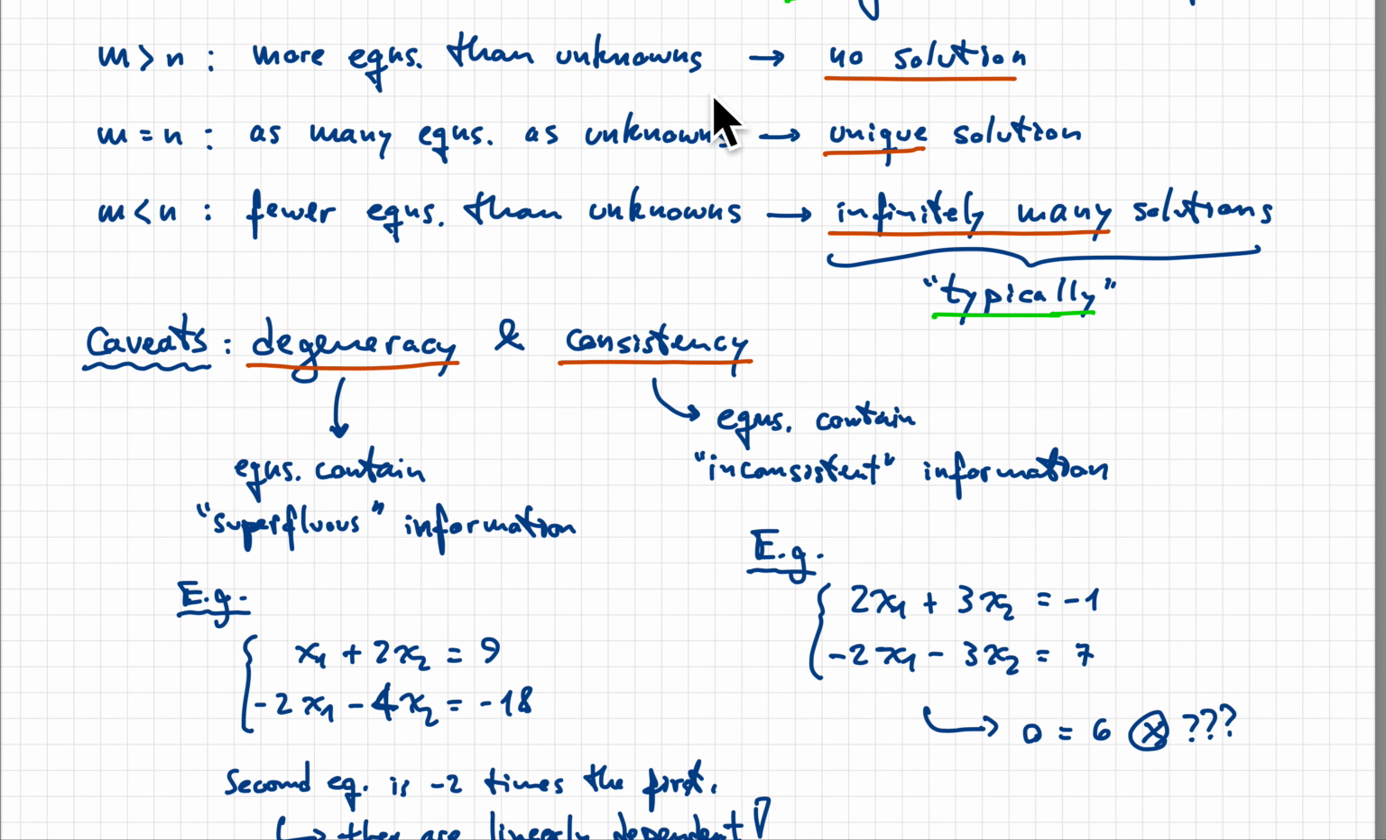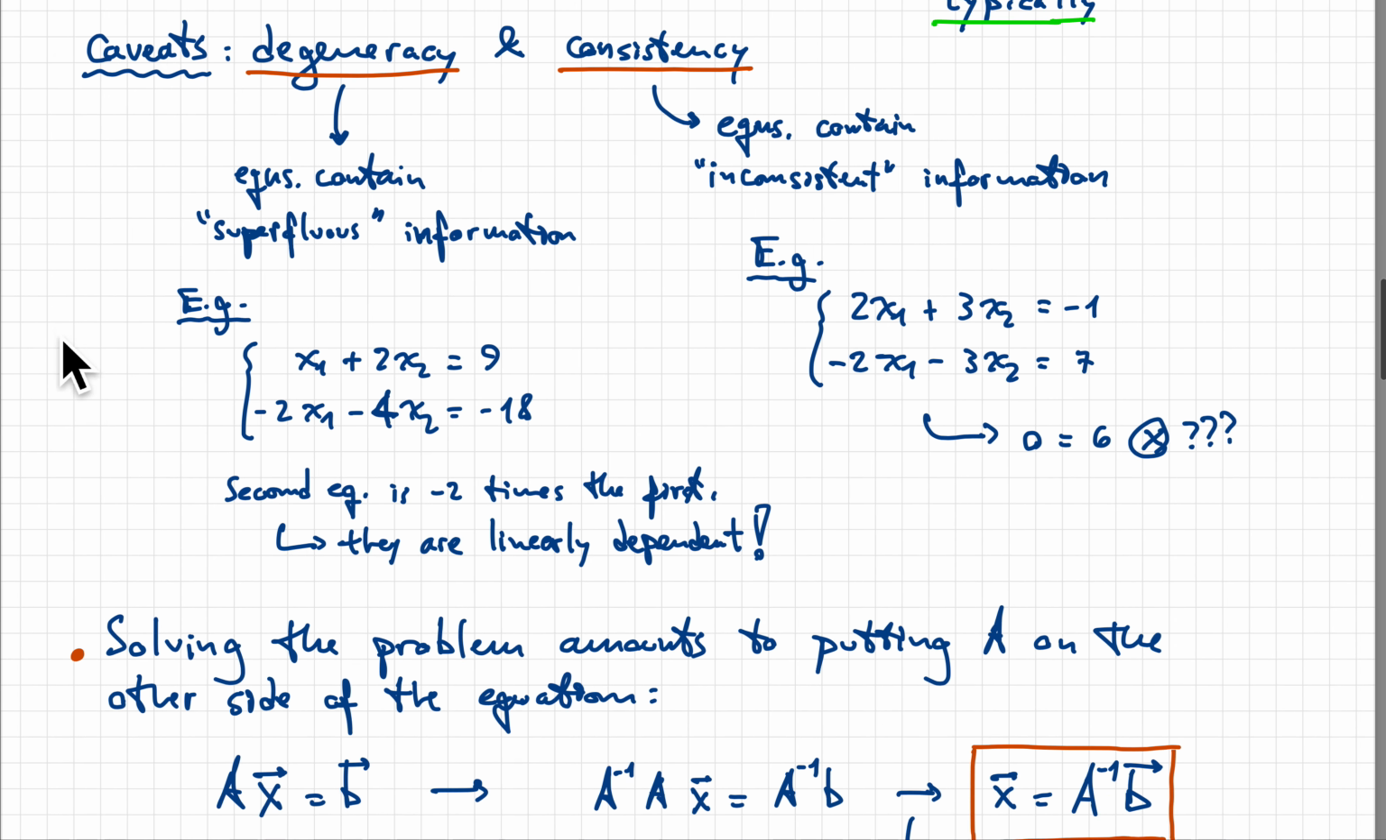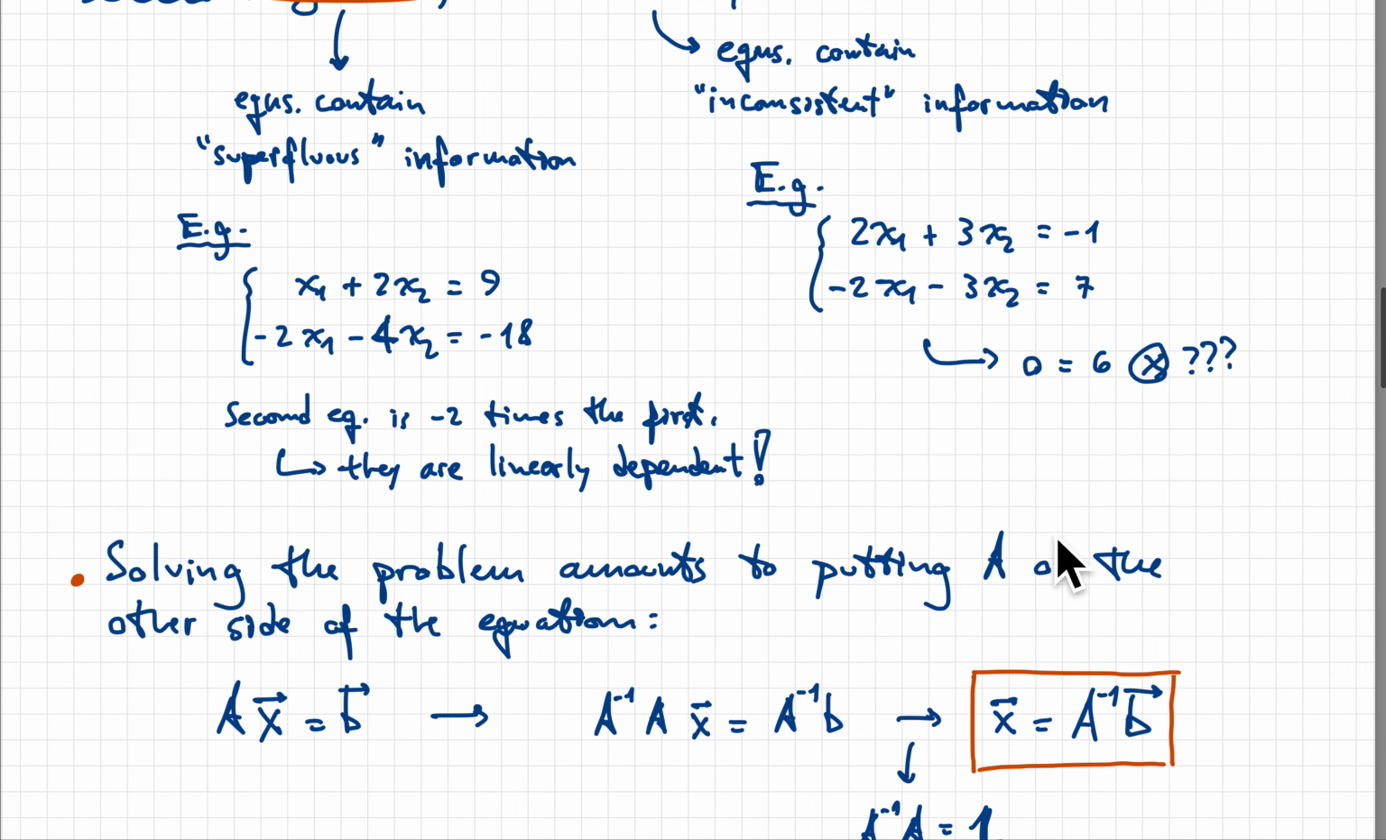But this is typically what will happen. If you have more equations than unknowns, there will be no solution. If you have as many equations as unknowns, you may very well have a unique solution. In most cases, you will have a unique solution, and if not, usually we have an infinite number of solutions, because you may have superfluous information, and then you really have the typical case of m less than n. And if you're given right off the bat this m less than n, then usually you will have an infinite number of solutions.